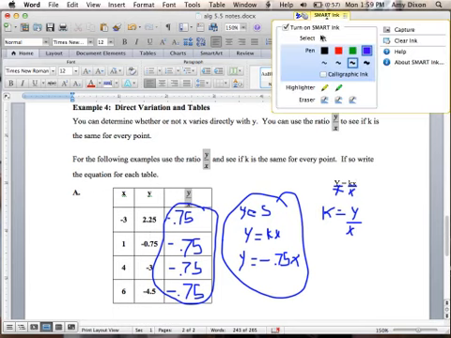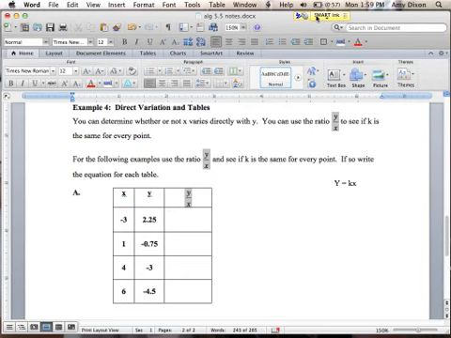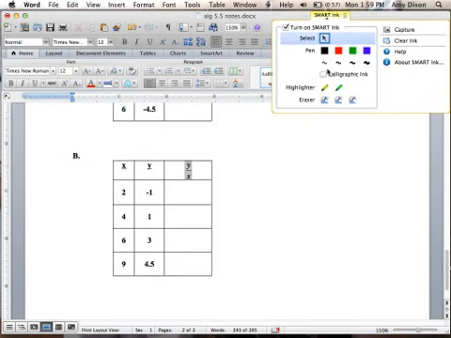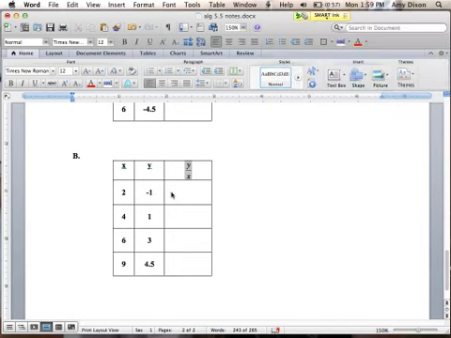I believe the next one does that. If you divide them out, they're not going to be the same. On part B, we take y divided by x. We get negative 1 over 2, which in decimal form is negative 0.5. And then we get 1 divided by 4, which is 0.25, and already we see these aren't the same. So we would just have to say no, and we can't write an equation.